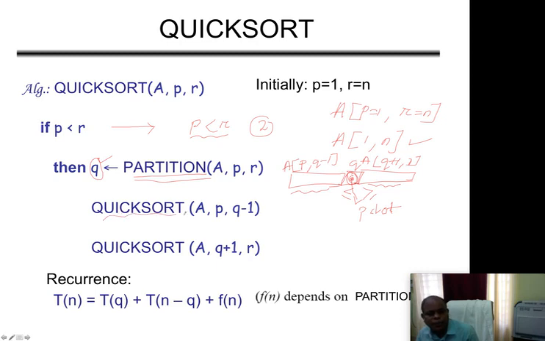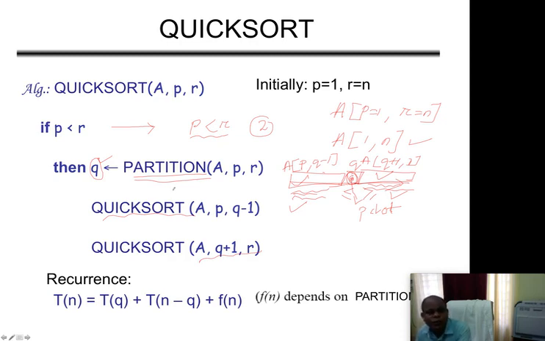Now apply Quicksort to the left sub-array and apply Quicksort to the right sub-array. Combining the solution of the left sub-array and the solution of the right sub-array is trivial, because if this is sorted and that is sorted, then definitely the whole array will be sorted. Hence, there is no need to combine as happened in the case of merge sort, because the left sub-array is always less than or equal to the right sub-array.